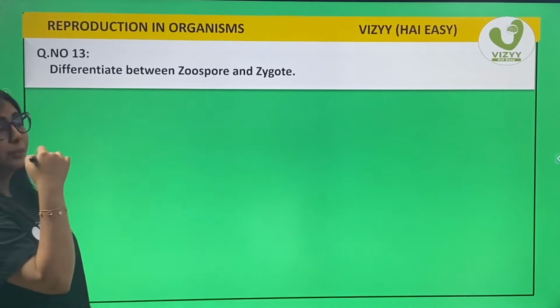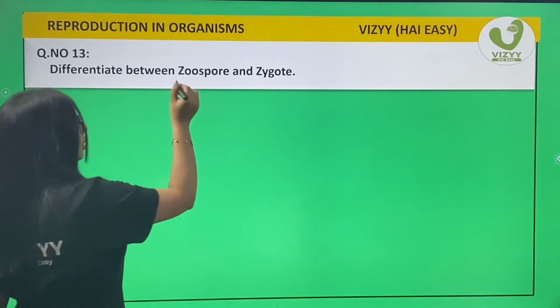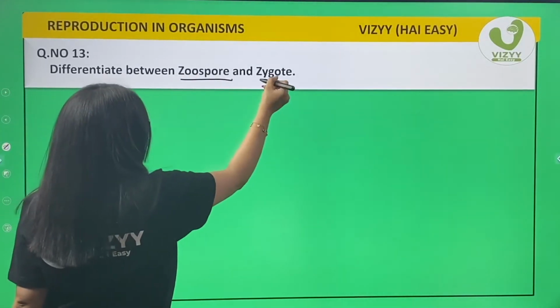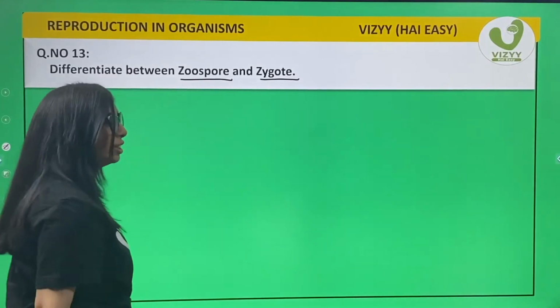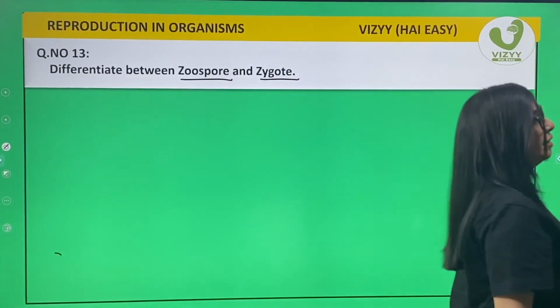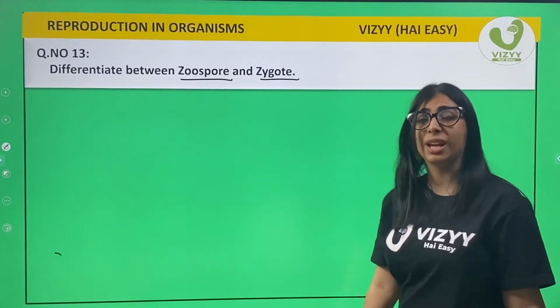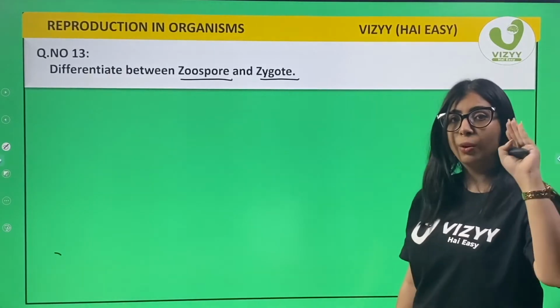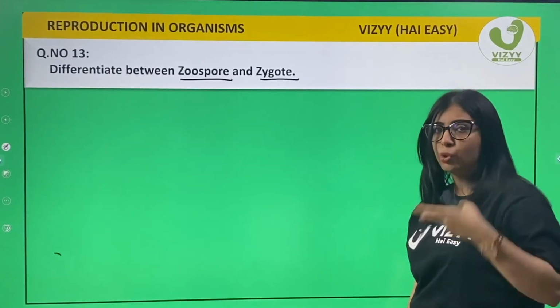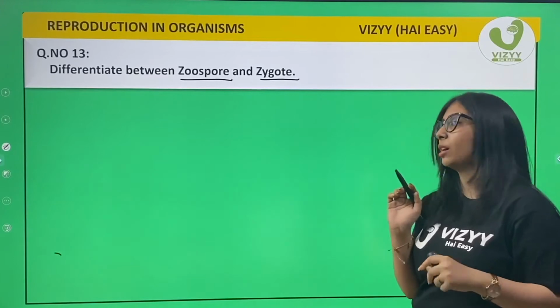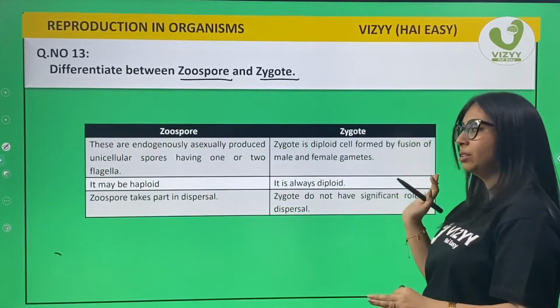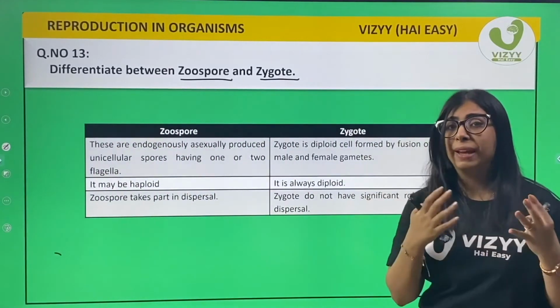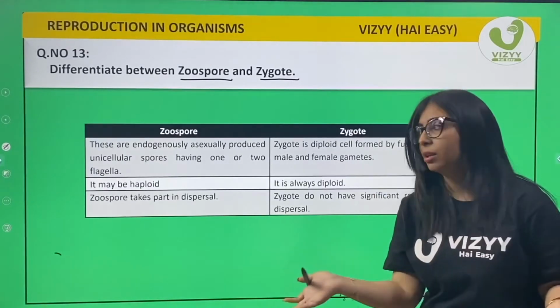That which says, differentiate between a zoospore and a zygote. What is a zoospore and a zygote? We need to state its differences. So we're doing difference in again two parts. One is our old classical way of difference, and the other one we'll make it into categories. So let's have a look.